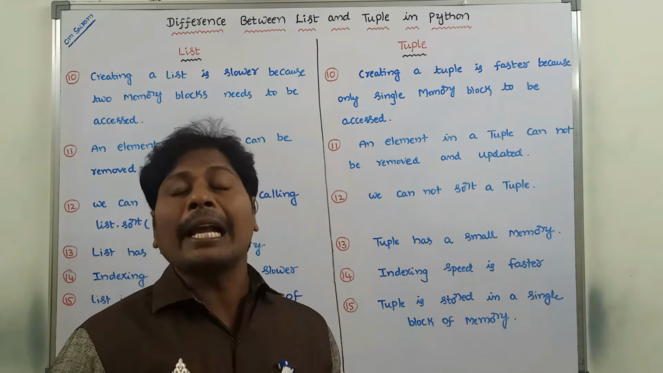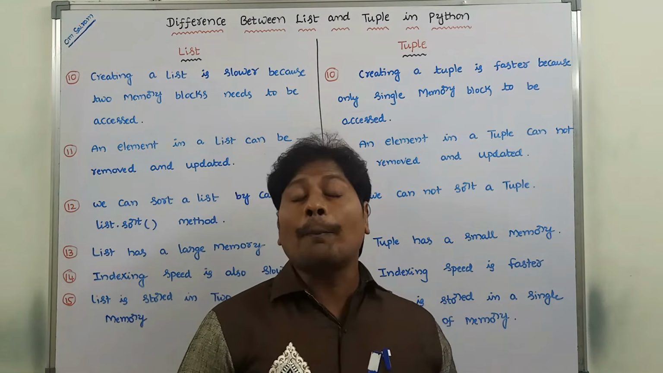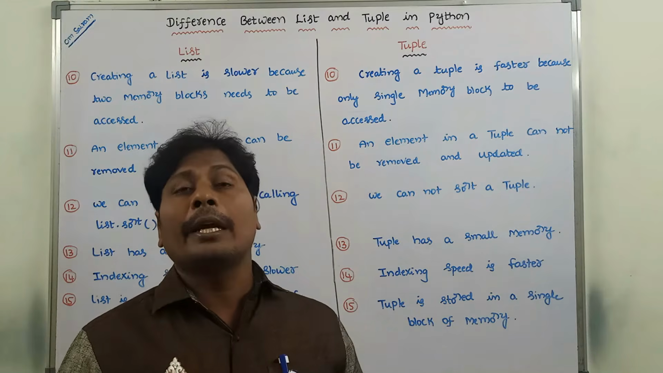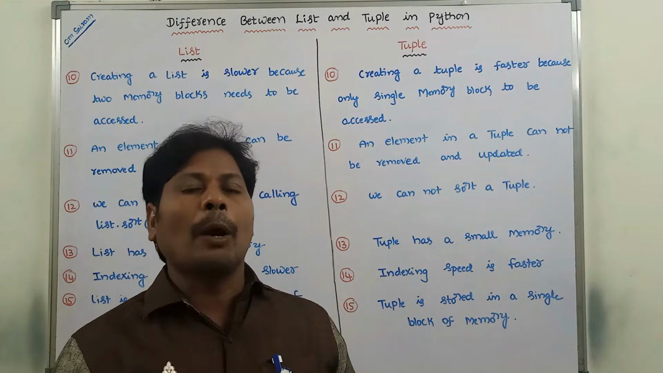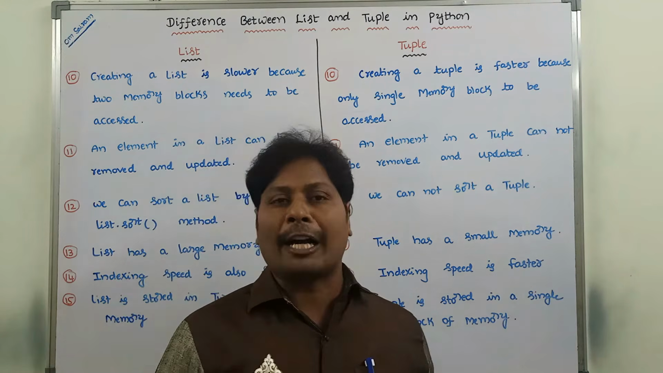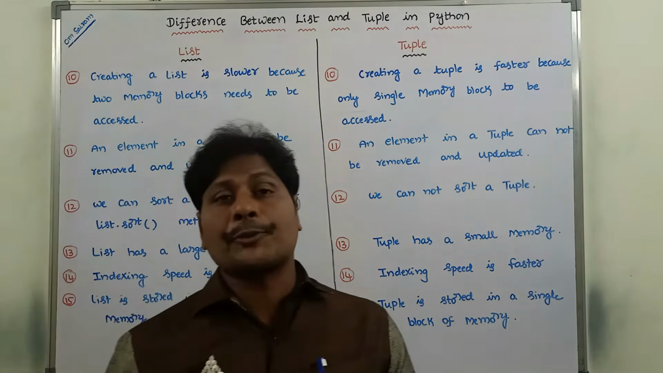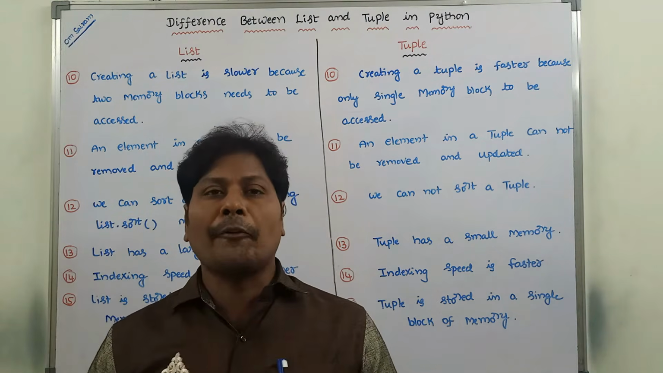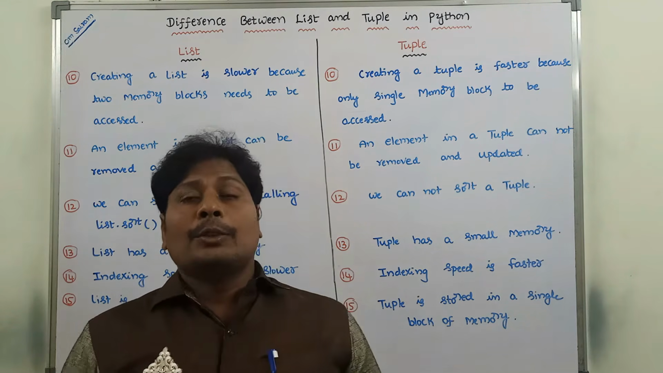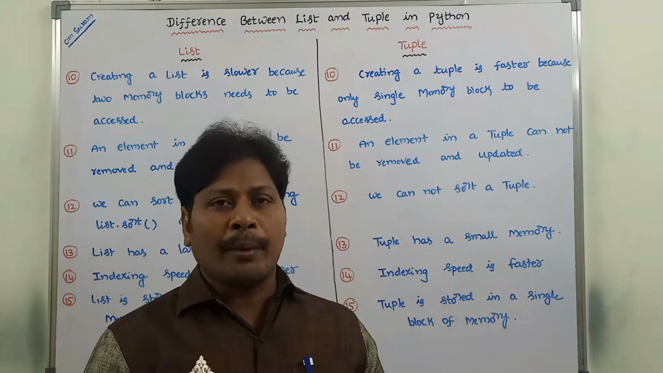Indexing in a list is slower, indexing in a tuple is faster, because in the case of tuple it uses pointers. Because of that reason we can say that indexing is faster. Next one, a list is stored in two blocks of memory. That is already discussed at the previous points.